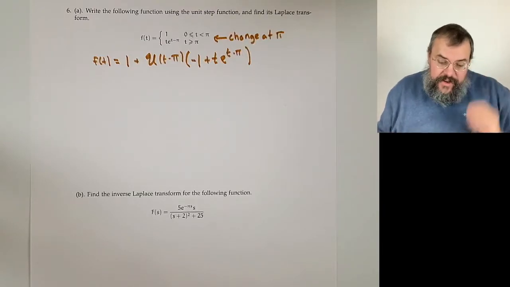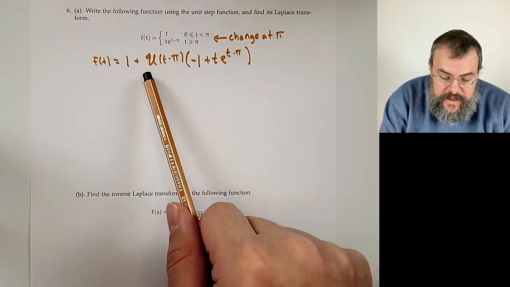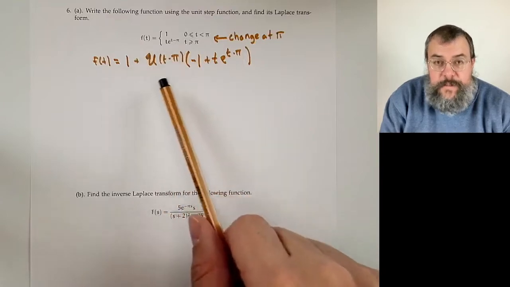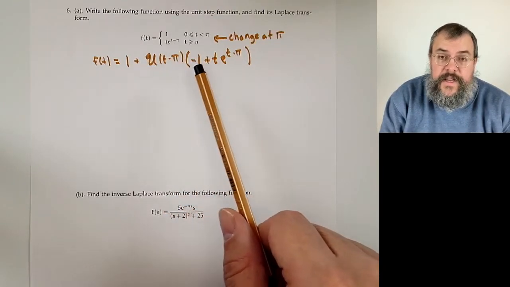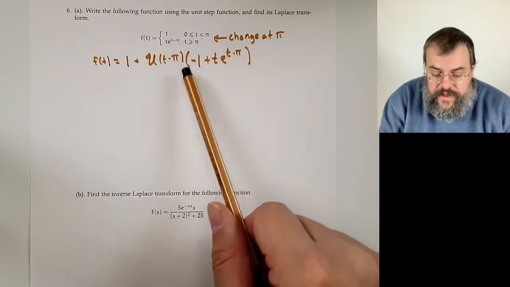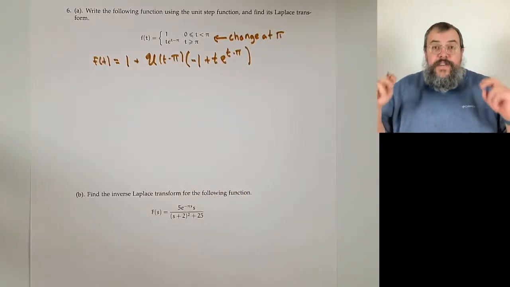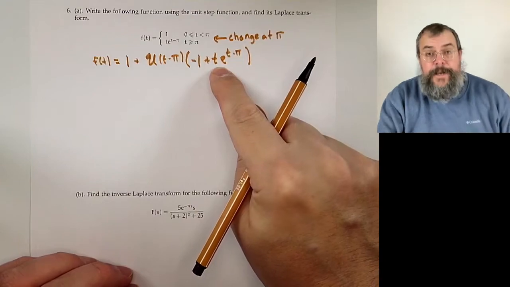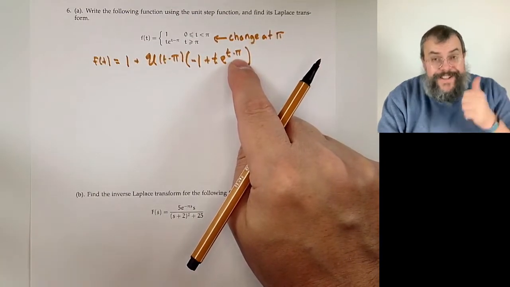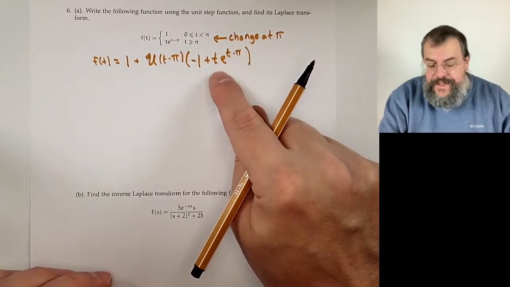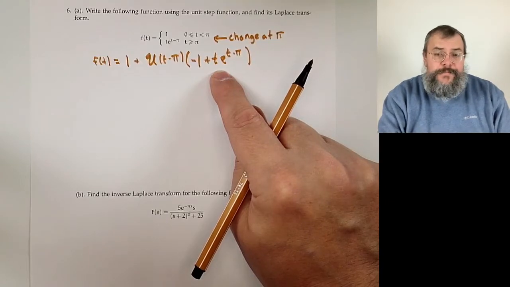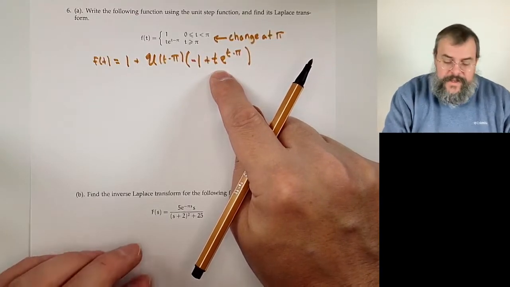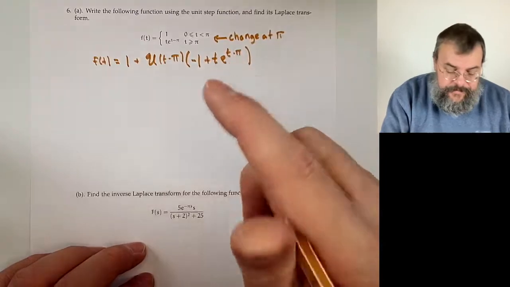And the key here is whatever is multiplied by a unit step function, u of t minus pi in our case, everything attached to it, the t should look like t minus pi. Notice this t does not. This t minus pi, that looks great. This t, not so much. So we're going to fix it.